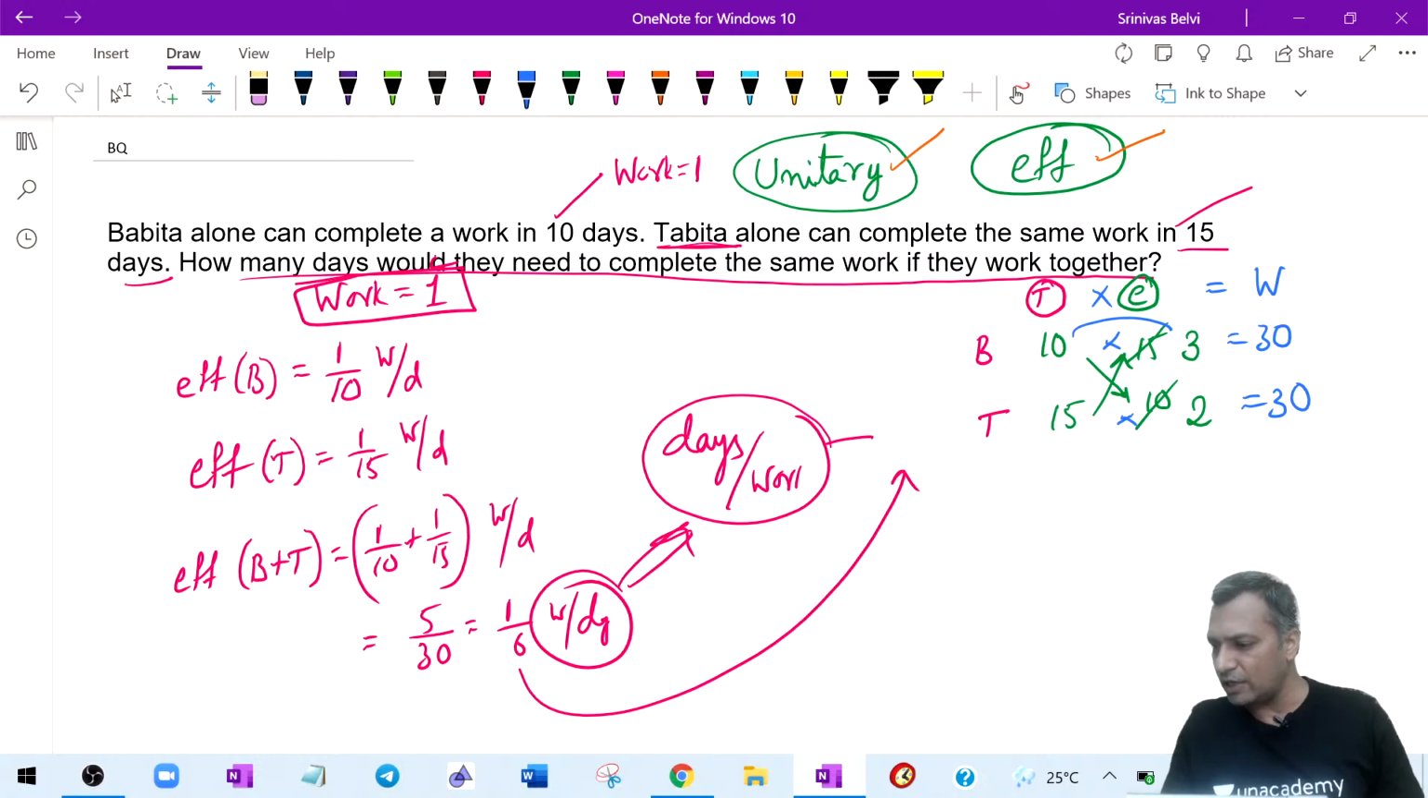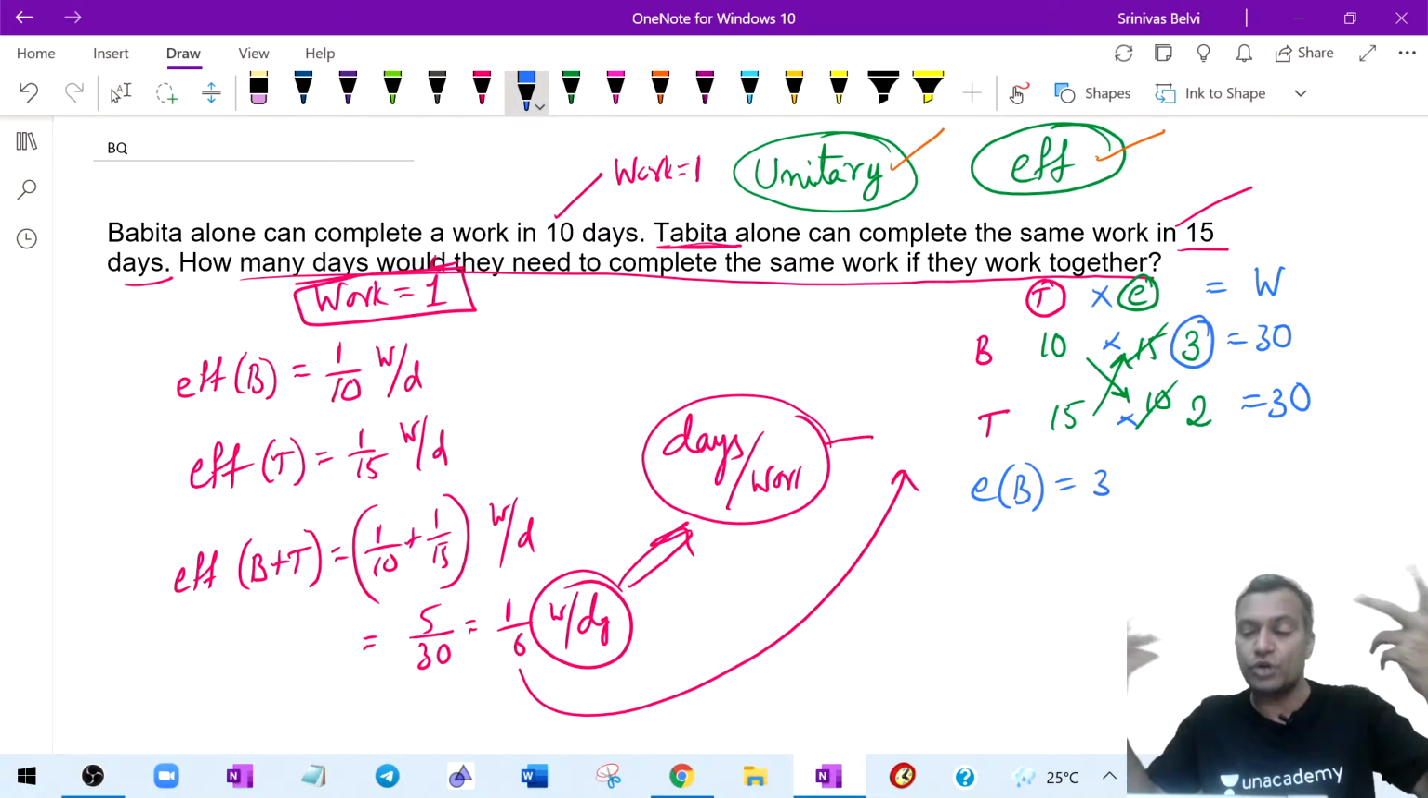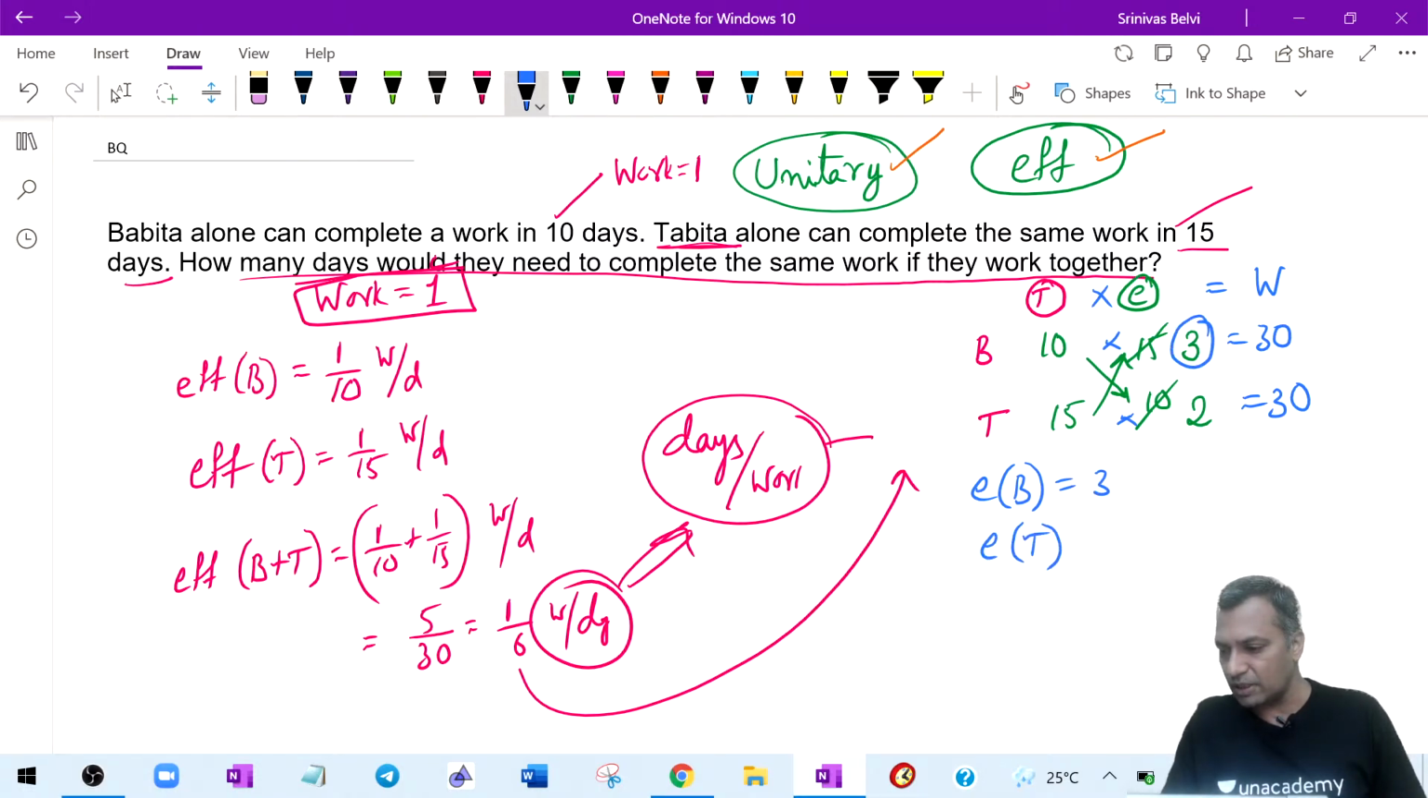Fair enough. So do I know the efficiency of Babita and Tabitha? Yes. Do I know the work? Yes. Now look at this. What is the efficiency of Babita according to you? 3 units. She can produce 3 units per day. What is the efficiency of Tabitha per day? That is nothing but 2 units. What is the work therefore?